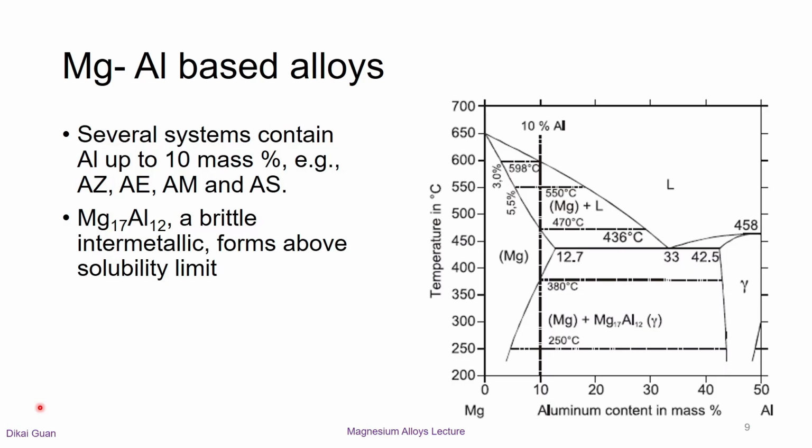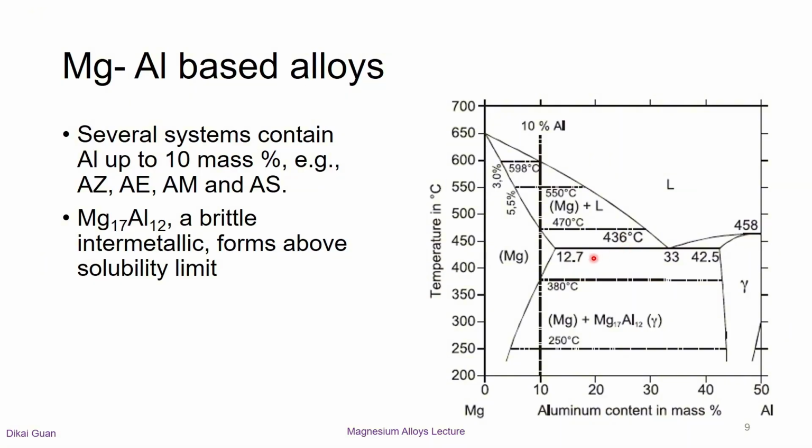Aluminum is one of the most important alloy elements in magnesium. Several systems contain aluminum up to 10%. For example, AZ, AE, AM, and AS alloys. This figure shows the magnesium-aluminum phase diagrams. As we can see, aluminum can be easily dissolved in the magnesium matrix. The solubility limit is 12.7 weight% at around 436 Celsius degrees.